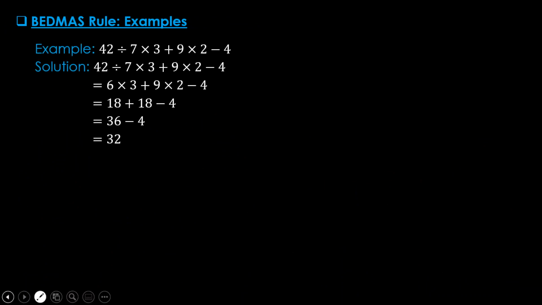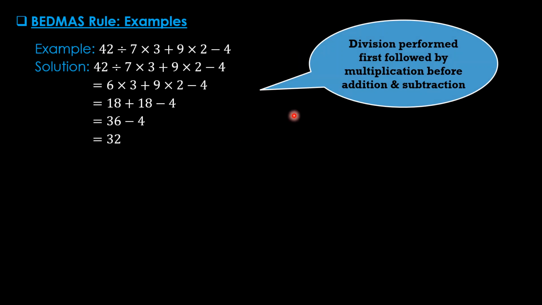So BEDMAS rule examples. This is an example here. 42 divided by 7 times 3 plus 9 times 2 minus 4. So this is the solution. First of all, we have to take care of the division here because there is no bracket or exponent here. So we are doing the division here. 42 divided by 7, we get 6. The rest of this expression is staying here as it is. Then we are following by multiplication, then subtraction and addition. So this is what we have done here. Division performed first, followed by multiplication before addition and subtraction.